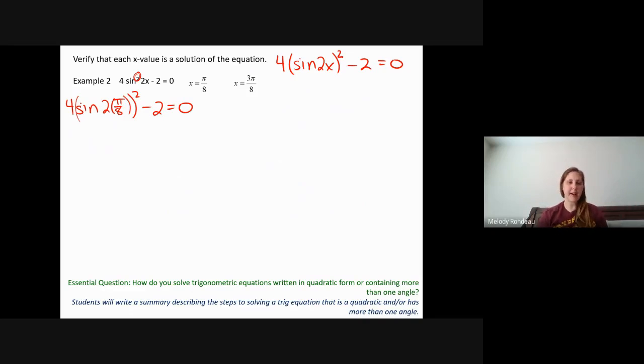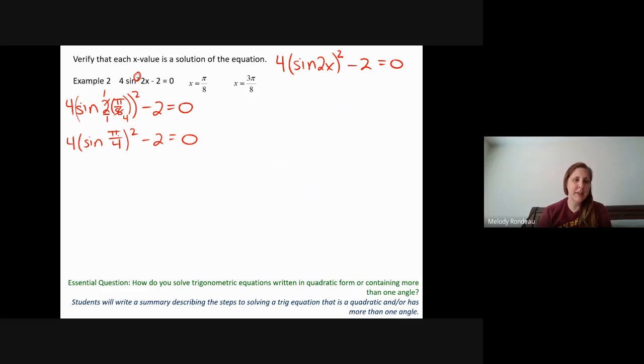So you can see there's a lot happening there. All right, so I'm going to go to my inside most parentheses. I have 2 over 1. This time I am going to cross cancel to kind of save me some time. So 2 goes into 2 once and 2 goes into 8 4 times. So I have 4 sine of pi over 4, that's what's left over from that multiplication, all that squared minus 2 equals 0.